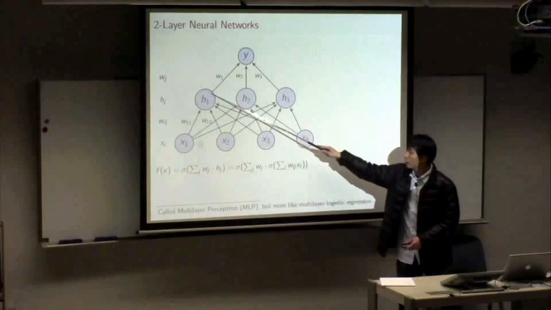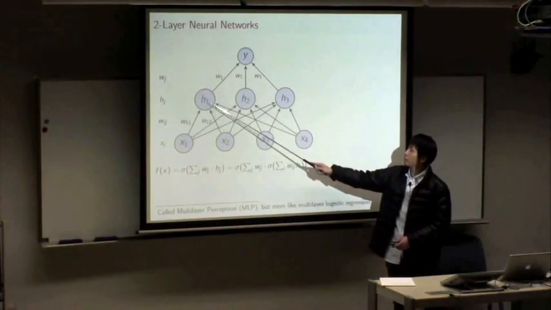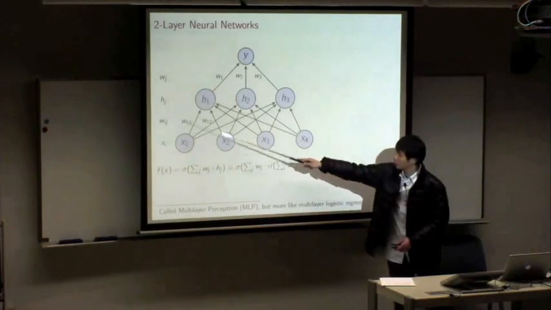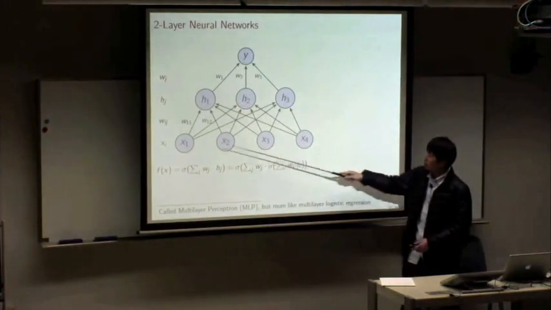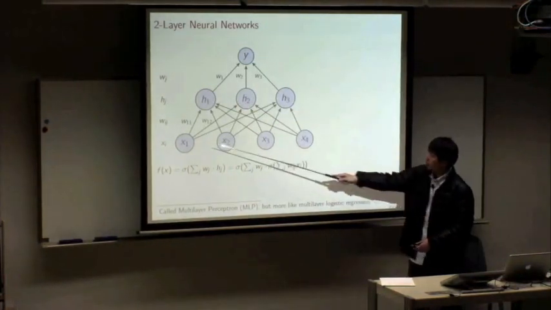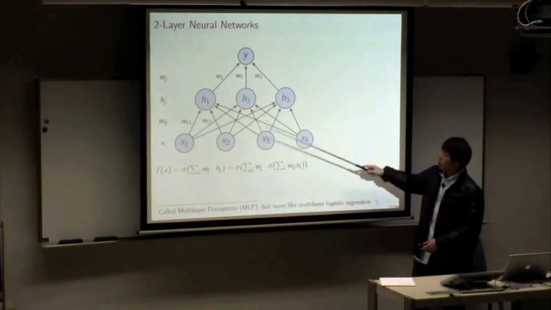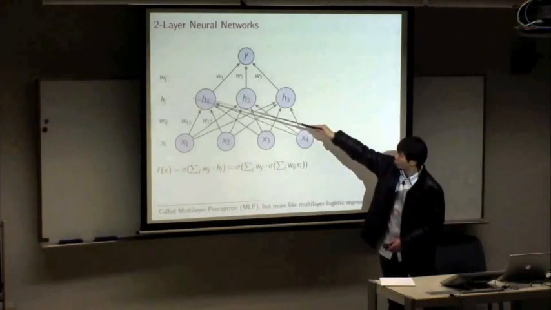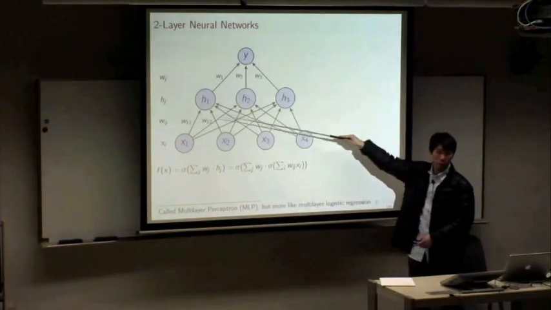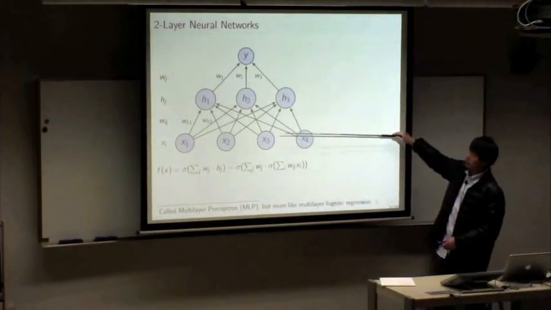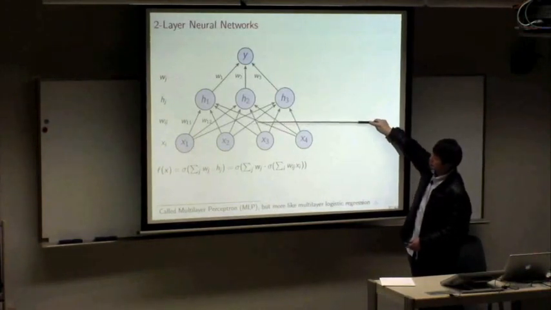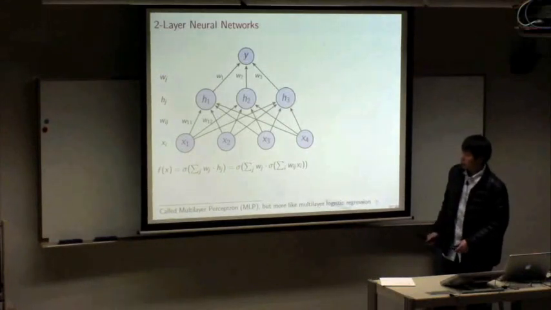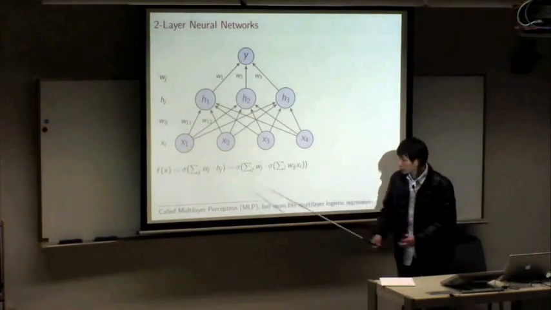And now, you're going to have multiple logistic regressions, okay? So here's logistic regression number one, logistic regression number two, and logistic regression number three. And that forms this hidden layer. And on top of that, you're going to put another logistic regression. So this is a two-layer neural network. This is the first layer and the second layer, okay? And if you write it out, basically it looks like this.